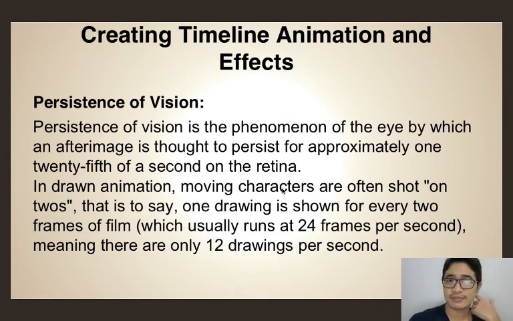Persistence of vision. Persistence of vision is a phenomenon of the eye by which an after image is thought to persist for approximately 1/25 of a second on the retina. In drawn animation, moving characters are often shot on twos. That is to say, one drawing is shown for every two frames of the film, which usually runs at 24 frames per second, meaning there are only 12 drawings per second.